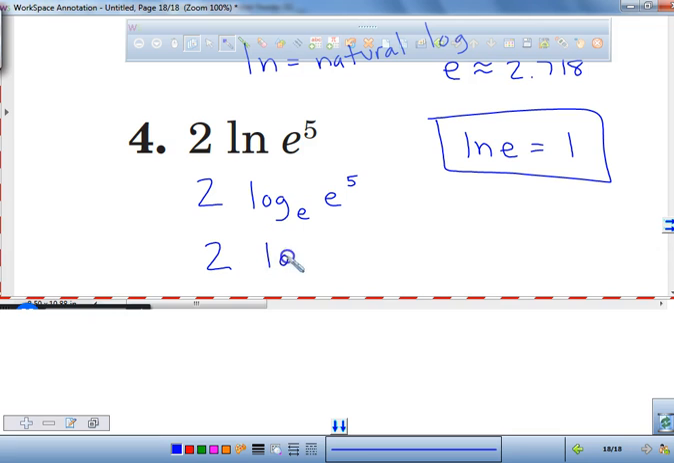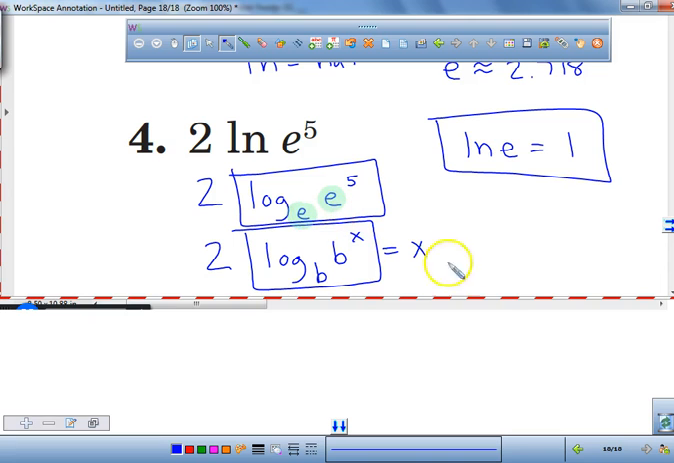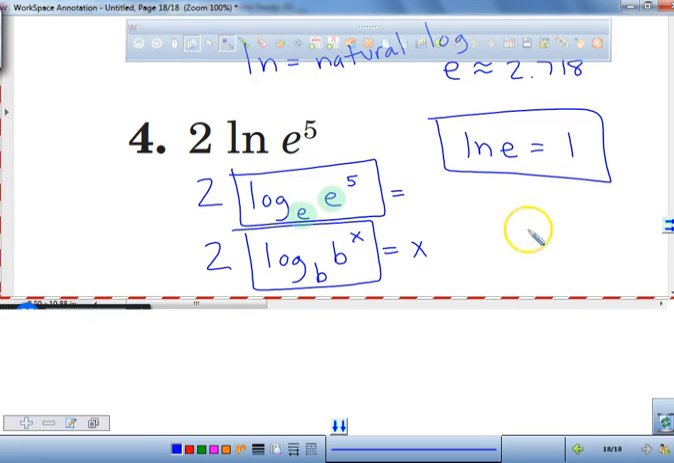If I had 2 log base B of B to the power of x, what does this part right here have to equal? If these are the same, what does this equal? This equals x. Are these the same? So what is this right here by itself? Right there, what does that equal? Five. So that equals a 5. So basically all we have is a 2 times a 5, which is a 10.